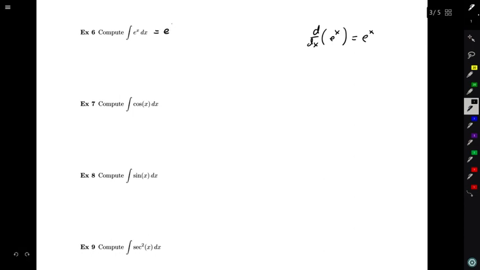So this is equal to e to the x, but we can't forget our plus c, because e to the x plus 2 is also an antiderivative of e to the x, and e to the x plus a million is also an antiderivative of e to the x.